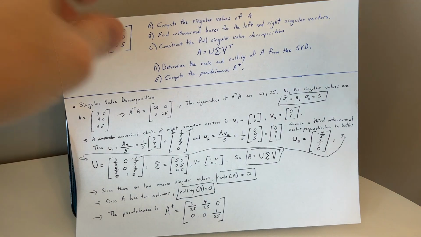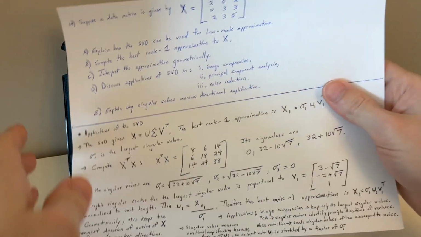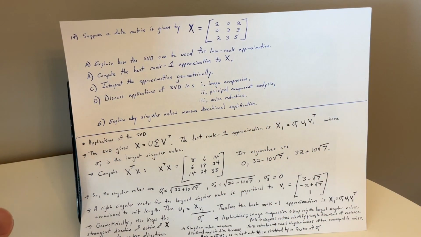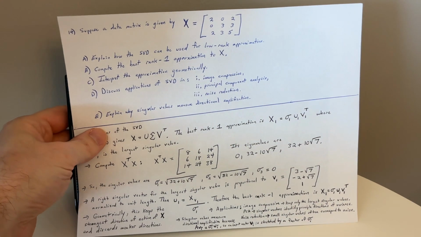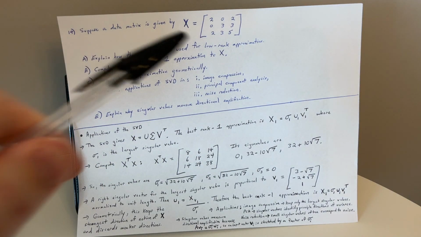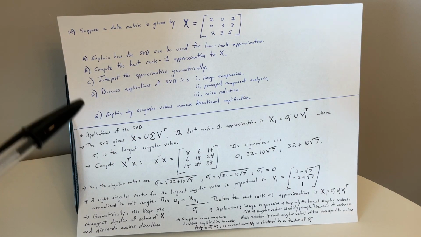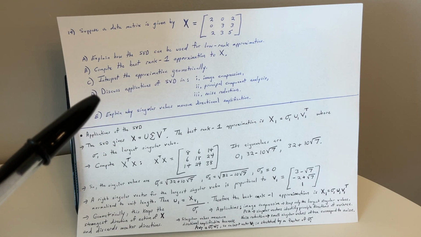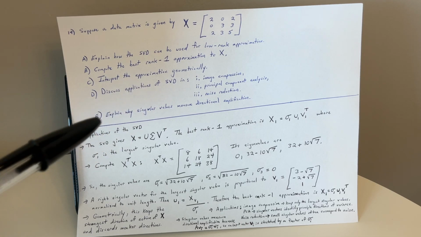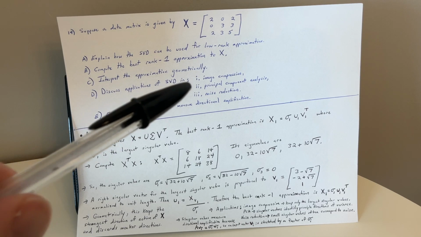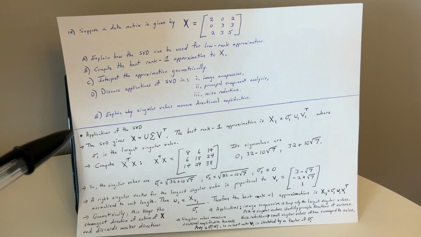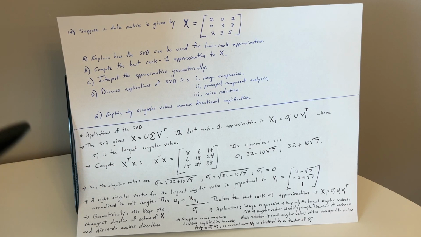Okay, moving along to 14. Suppose a data matrix is given, X equals 2, 0, 2, 0, 3, 3, 2, 3, 5. Explain how the SVD can be used for low rank approximation. Compute the best rank 1 approximation of X. Interpret the approximation geometrically. Discuss applications of SVD in image compression, principal component analysis, and noise reduction. Explain why singular values measure directional amplification.